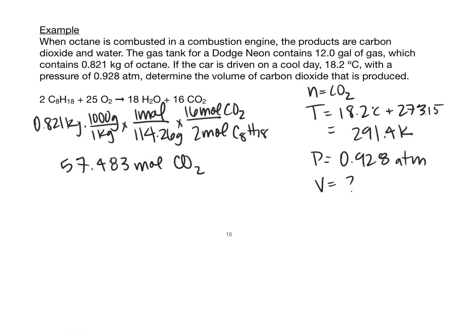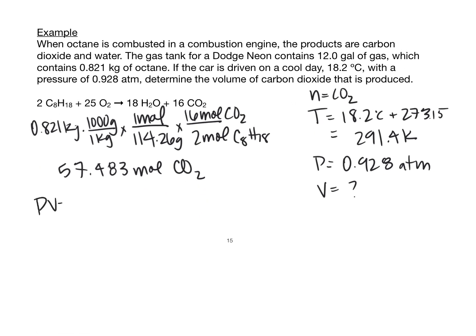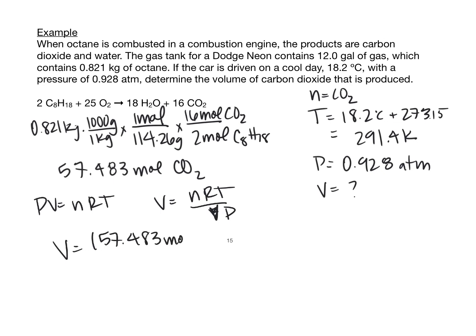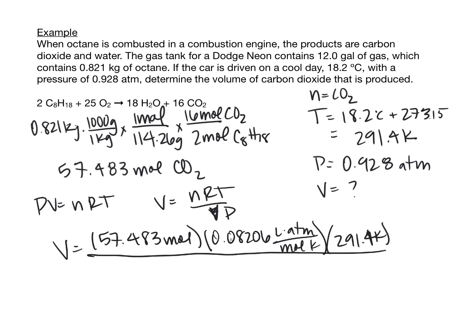Then I'm going to plug this into my PV equals nRT, which has been rearranged to solve for V, so nRT over P. The volume is going to be equal to the moles of CO2, which is 57.483 moles, multiplied by the ideal gas constant of 0.08206 liter atmospheres per mole Kelvin, multiplied by the temperature of 291.4 Kelvin, divided by, in this case, the pressure of 0.928 atmospheres.